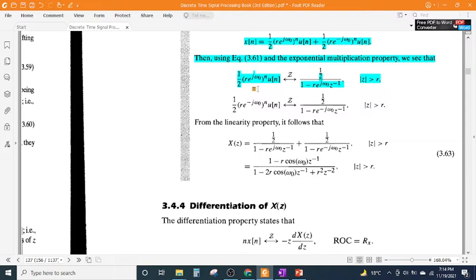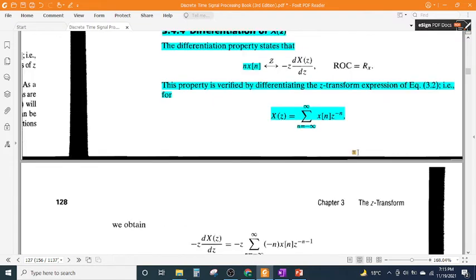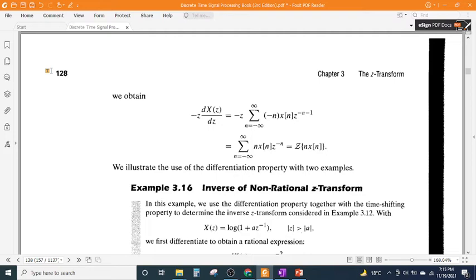3.4.4 Differentiation of X(z). The differentiation property states that n x[n] <-> -z dX(z)/dz, with ROC = Rx. This property is verified by differentiating the z-transform expression of Equation 3.2, i.e., for X(z) = Σ x[n] z^-n, n from -∞ to ∞, we obtain dX(z)/dz = Σ (-n) x[n] z^(-n-1), so that -z dX(z)/dz = Σ n x[n] z^-n. We illustrate the use of the differentiation property with two examples.